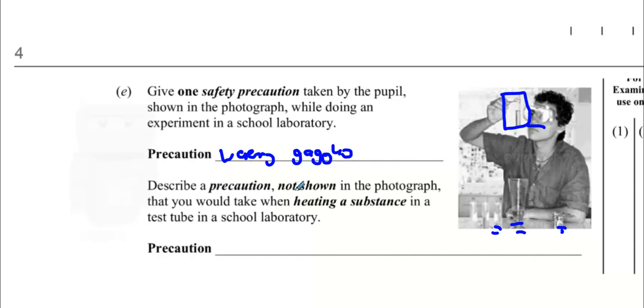You name it. Describe a precaution not shown in the photograph. I don't think he's wearing gloves. Not wearing gloves. Or a lab coat. Anything you can think of, really, guys. Okay.